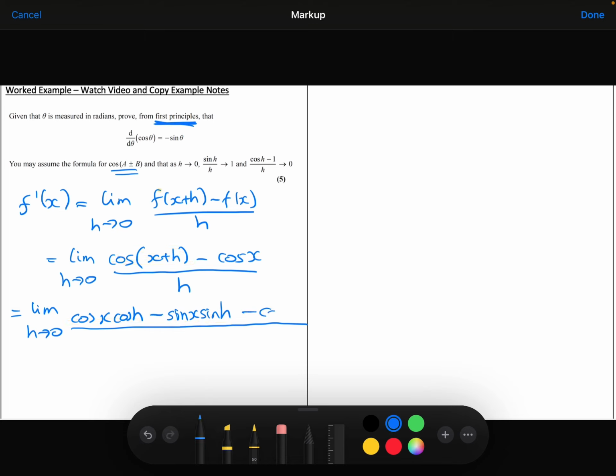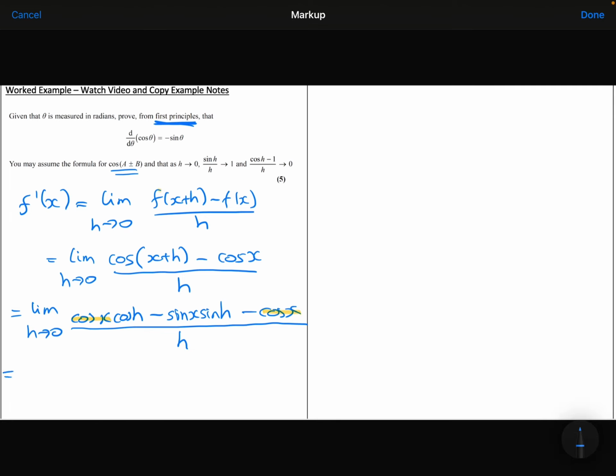I've then still got the minus cos x, and all of that still needs to be divided by h, and we still need to take the limit as h tends towards 0. The next thing I'm going to do is group up my cos x terms. So let me rewrite this as the limit as h tends towards 0 of cos x cos h minus cos x. Like I say, we're just grouping those two terms together there. And then we've got the minus sine x sine h, divided by h.